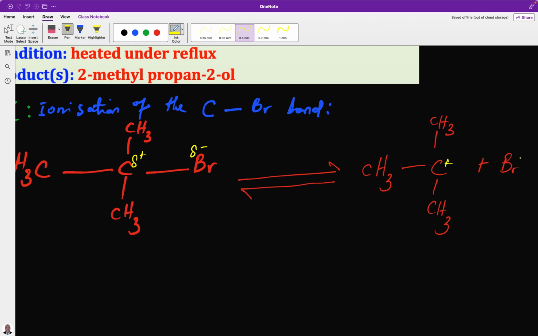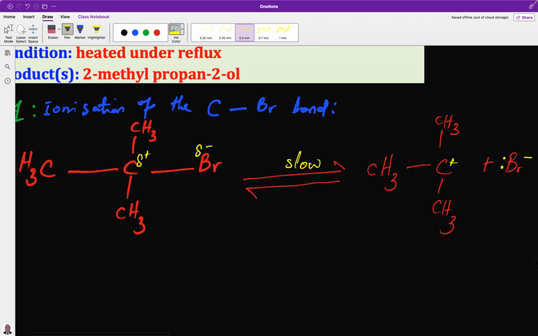This is a carbocation. The bromide leaves. The bromide is the leaving group. So what happens here? This step is slow. This is a slow step. So what is happening here?